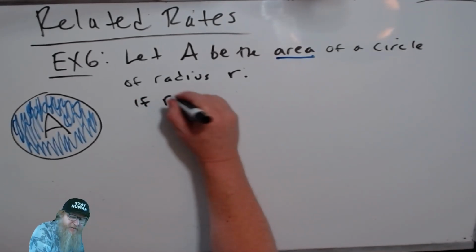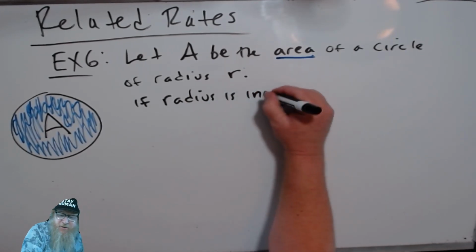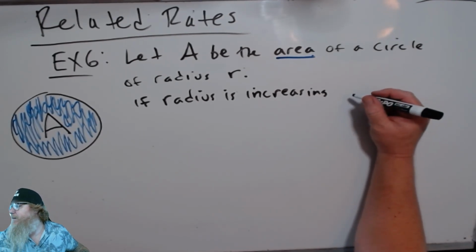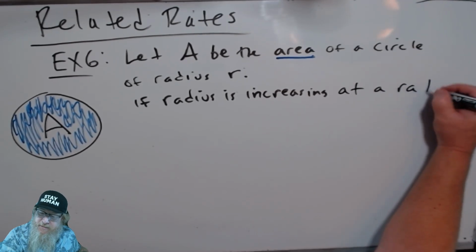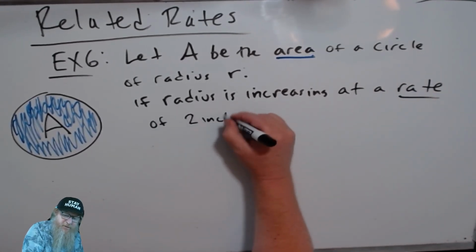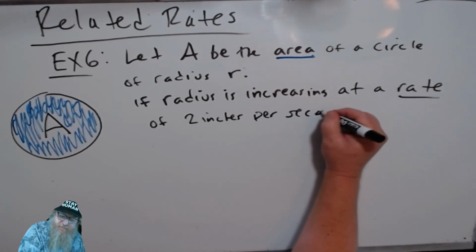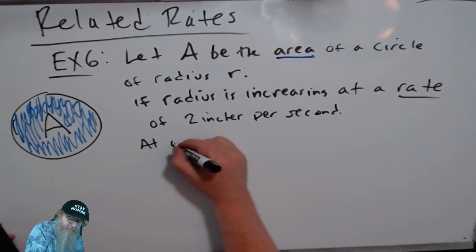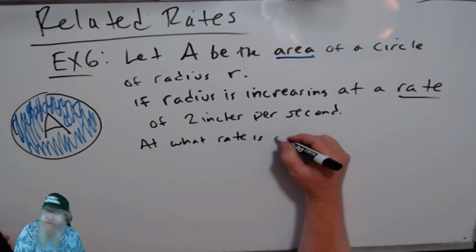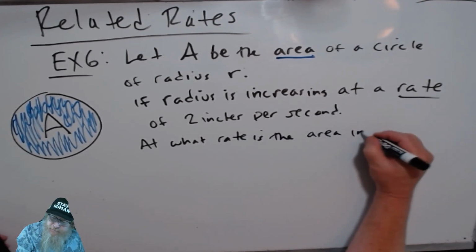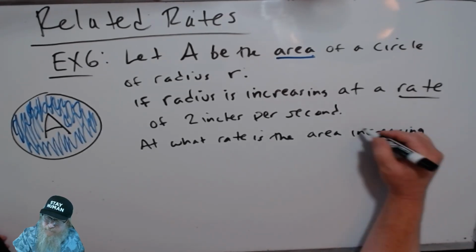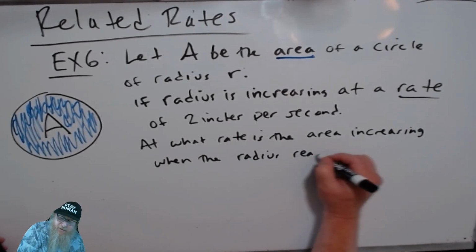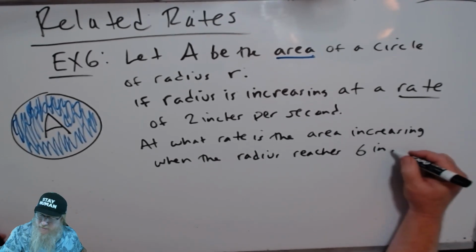If the radius is increasing at a rate of 2 inches per second, how fast, or at what rate, is the area increasing when the radius reaches 6 inches?